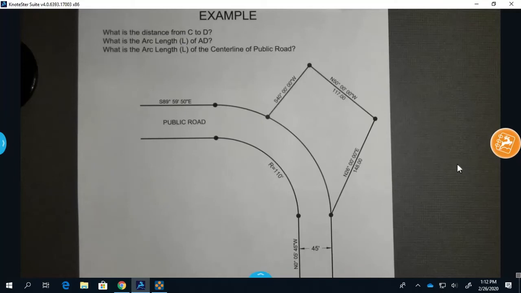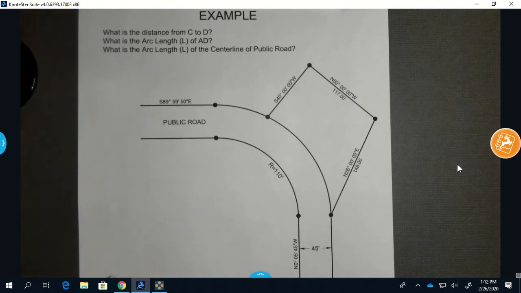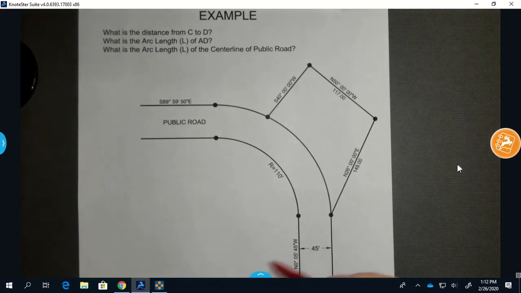Okay, so we're going to tackle this problem. There's a few things that we need to do first before we really get into the nuts and bolts of this problem. First off, we want to look at what we want to solve for. So it's asking us what's the distance from C to D.